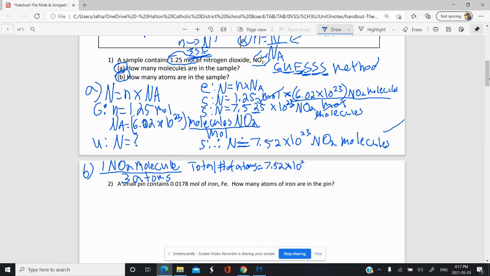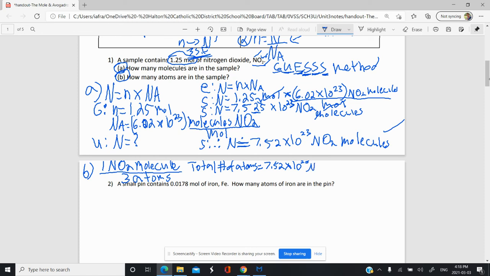Now let me be clear about something here. I would actually use the unrounded answer in this question. I would actually keep it in my calculator. So I would write down my 7.52 times 10 to the power of 23, but I'm keeping the unrounded answer in my calculator. You don't want to round in every single question. So I'm keeping my unrounded answer in the calculator, my 7.525 times 10 to the power of 23. That's what I'm using in my calculator.